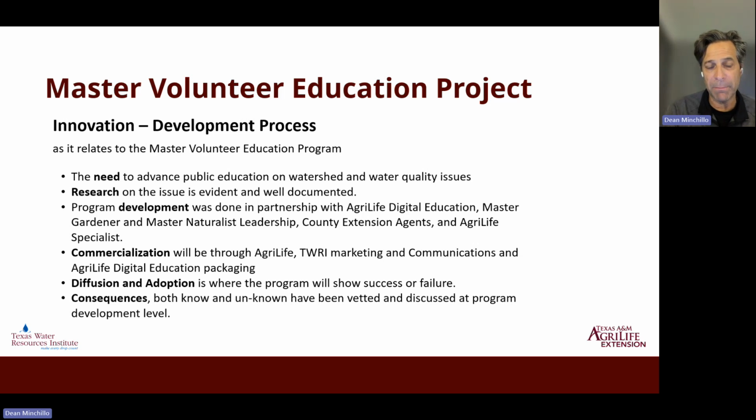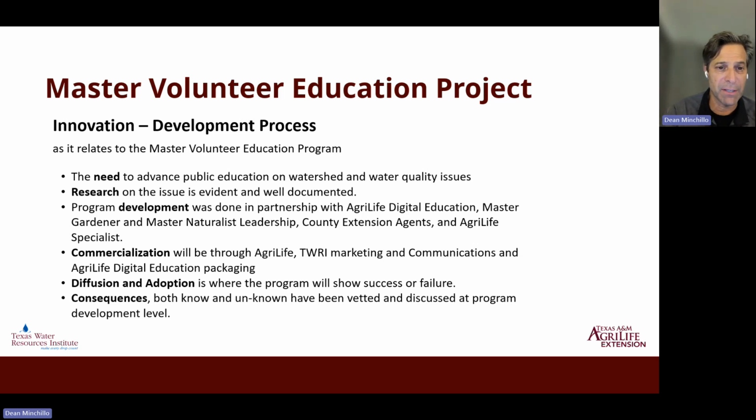And then the program development was done in partnership with all of the key stakeholders. AgriLife Digital Education is putting the program together. The Master Gardeners and Master Naturalists leadership are working on being sure the curriculum is appropriate for them. And then, of course, the county extension agents who are over the master volunteers will also be involved in this program and can add it to their master plan. And then, of course, the AgriLife specialists, who are putting this program together.